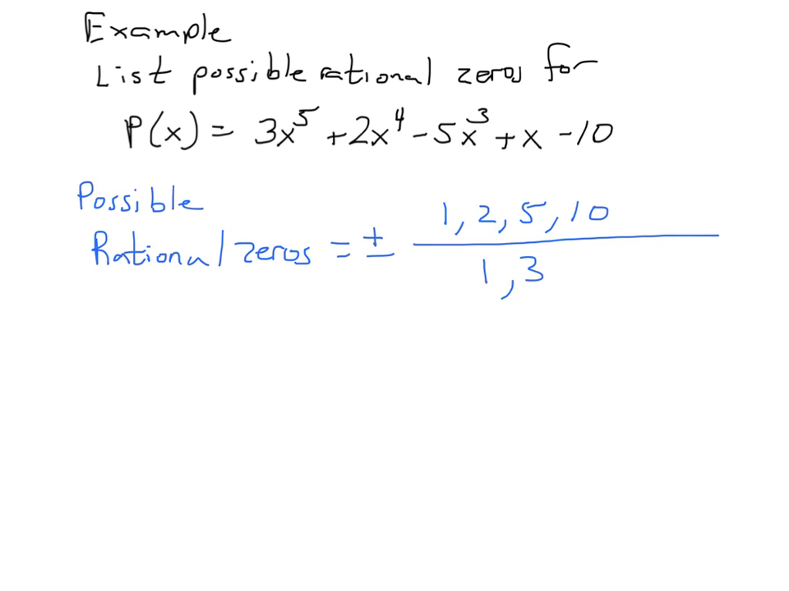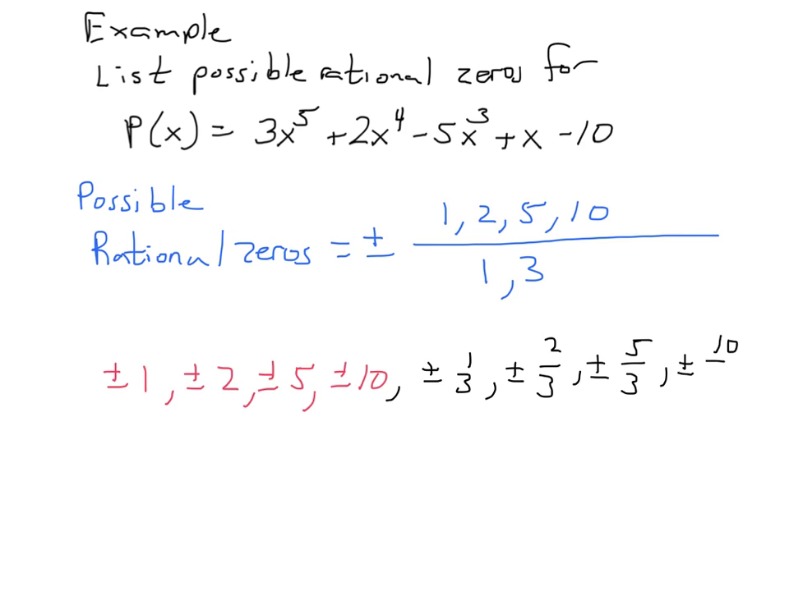And so when I start listing off my possible rational zeros, it's going to be everything in the numerator over everything in the denominator. My first set, I would have plus or minus 1 over 1, which would be 1, plus or minus 2 over 1, which is 2, plus or minus 5 over 1, which is 5, and plus or minus 10 over 1, which would be 10. That would be my first set. After that, I'd have another set: plus or minus 1 over 3, plus or minus 2 over 3, plus or minus 5 over 3, and plus or minus 10 over 3. So for this particular polynomial, if I do have any rational zeros, they would have to come from this list.